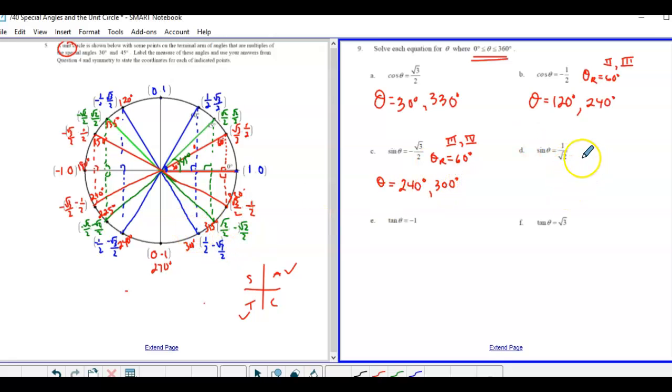Okay. Next one, sine is positive, so that's the first and second quadrant. And notice how this is given as 1 over root 2. That's the same as root 2 over 2, if you rationalize it. Okay, let me just fix that. It's a mess.